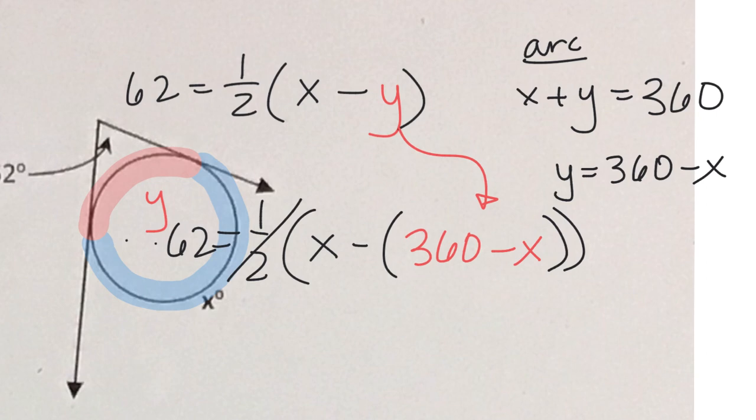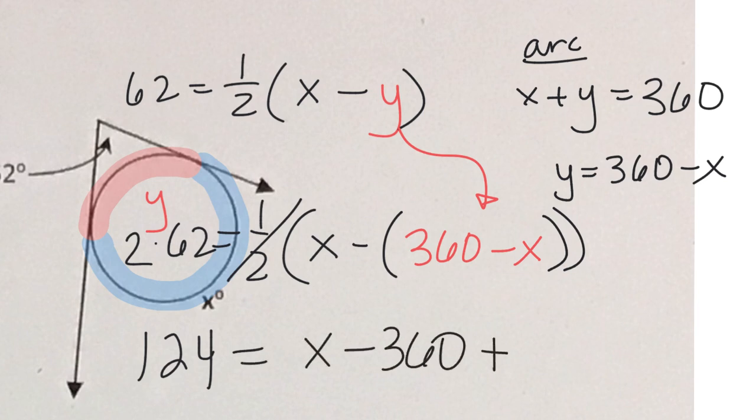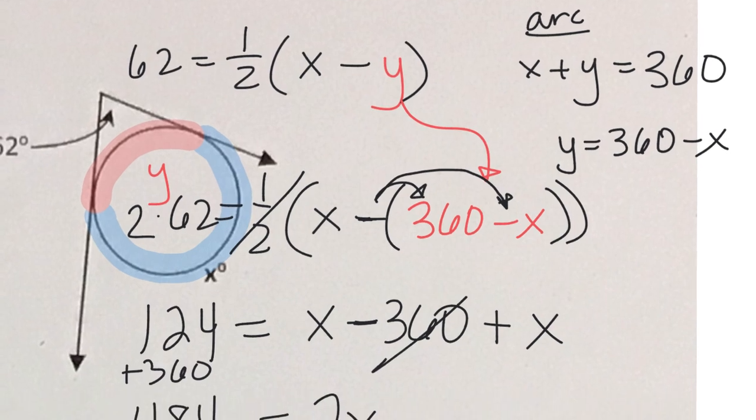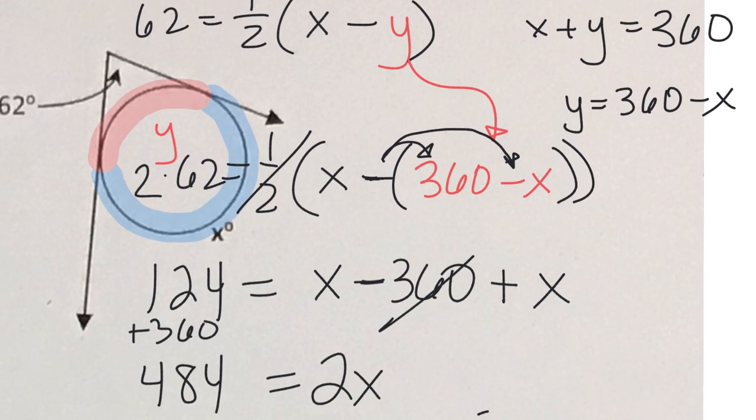We multiply both sides by 2, which I believe is 124, equals x minus 360 plus x. I am subtracting the 360, and I am also subtracting the negative x. And minus a minus is a plus. So we'll add 360 to this side, because it's a subtraction problem right there. 484 equals 2x. So 1x is 242.